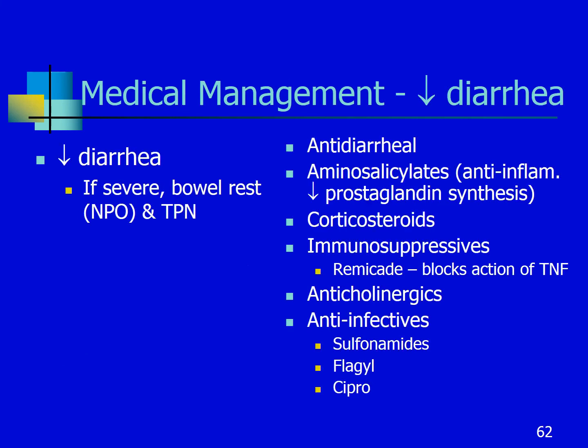Next slide. So how do we manage the diarrhea, to decrease the diarrhea? Well, if it's severe enough, we're going to rest the GI tract, because when it's inflamed, it's not going to absorb nutrients anyway. So we'll make them NPO, rested, and put them on other ways to give them nutrition, total parenteral nutrition. Give them antidiarrheal drugs, anti-inflammatory drugs, steroids, immunosuppressives, anticholinergics, anti-infectives.